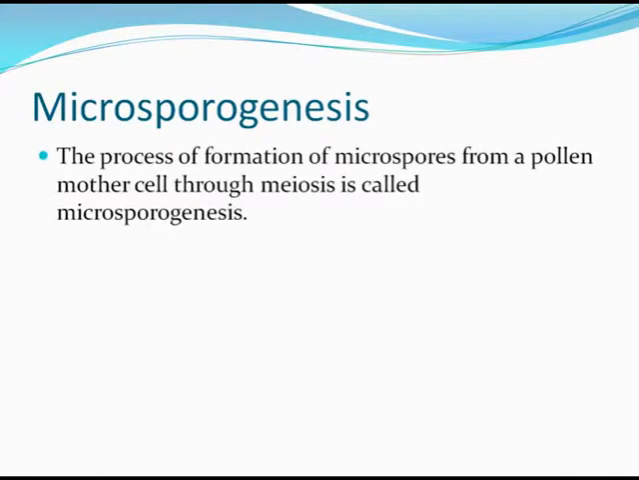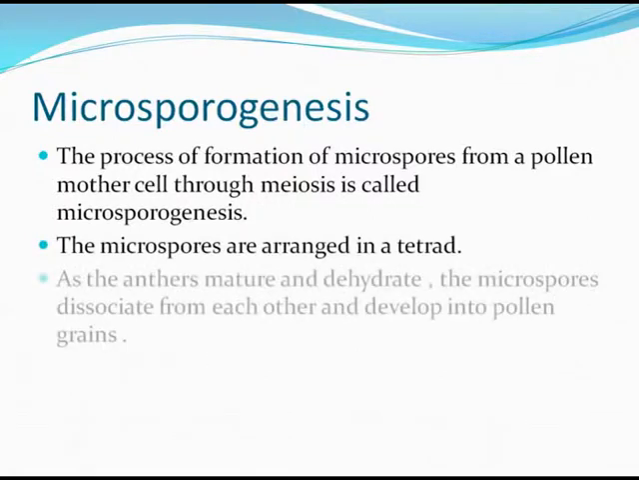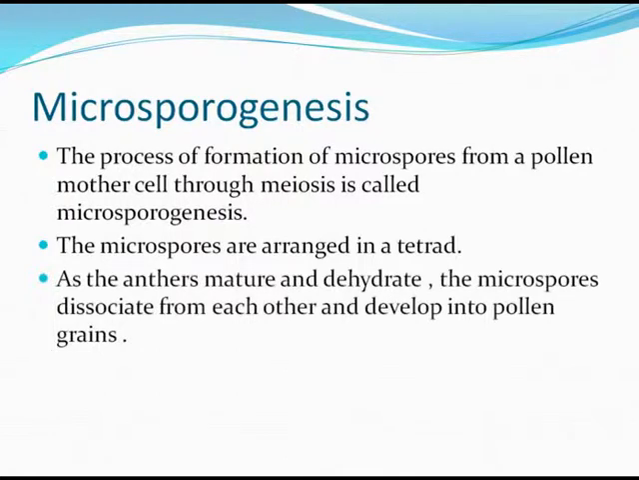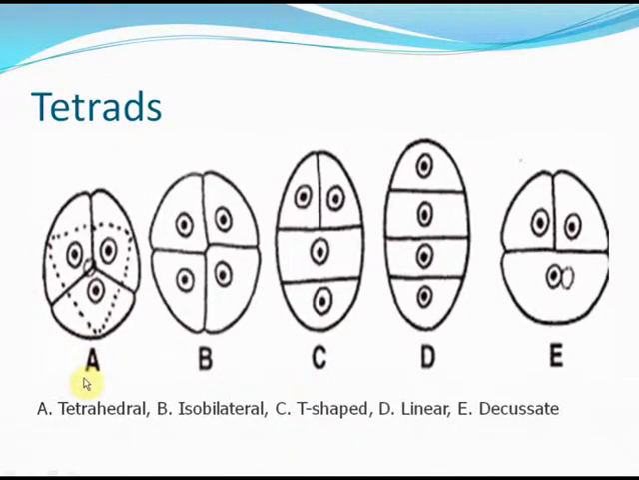Microsporogenesis is the process of formation of microspores from a pollen mother cell through meiosis. The microspores are arranged in a tetrad. As the anthers mature and dehydrate, the microspores dissociate from each other and develop into pollen grains. These tetrads are of the following 5 types: tetrahedral, isobilateral, T-shaped, linear and decussate.